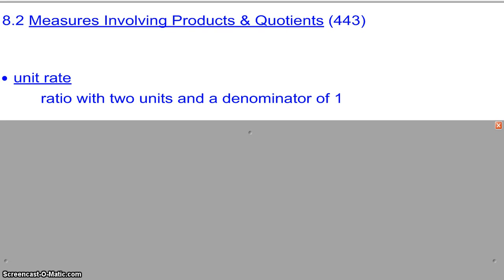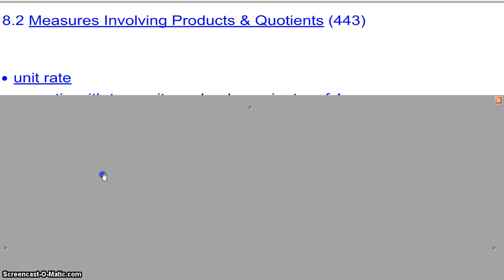Okay, seventh grade, we are moving into Chapter 8, Section 2, Measures Involving Products and Quotients. Before we multiply or divide a lot of measures, we're going to talk about a unit rate. Oops, I meant to cover that.